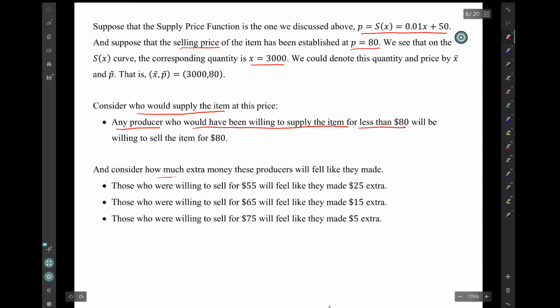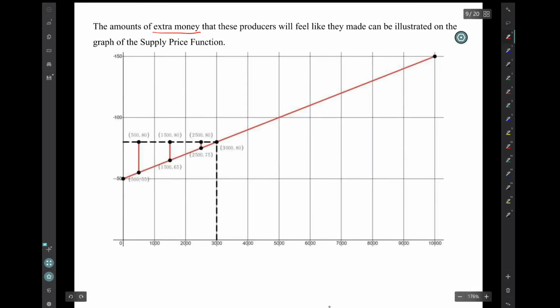And consider how much extra money these producers will feel like they made. Those who were willing to sell for $55 will feel like they made $25 extra. And those who were willing to sell for $65 will feel like they made $15 extra. And those who were willing to sell for $75, well, they'll feel like they made $5 extra bucks if they were able to sell for $80 instead of $75. Well, the amounts of extra money that these producers will feel like they made can be illustrated on the graph of the supply price function.